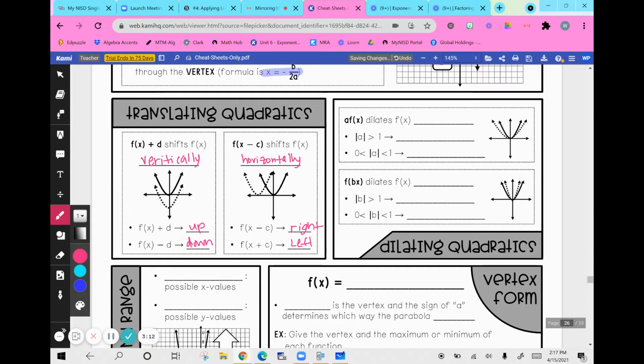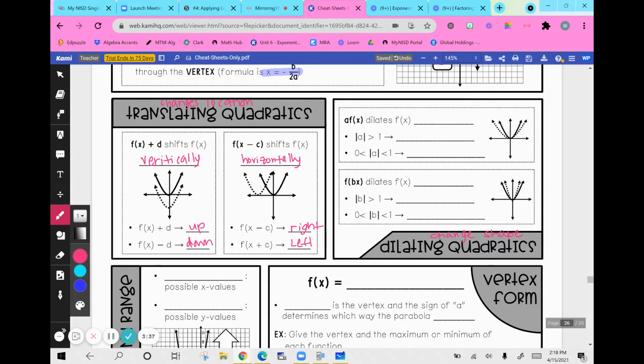All right. And we're going to talk about dilating quadratics and what that means. So that's changing the shape. So translations change the location. Dilations are going to change the shape. It's going to make it more narrow or wider.